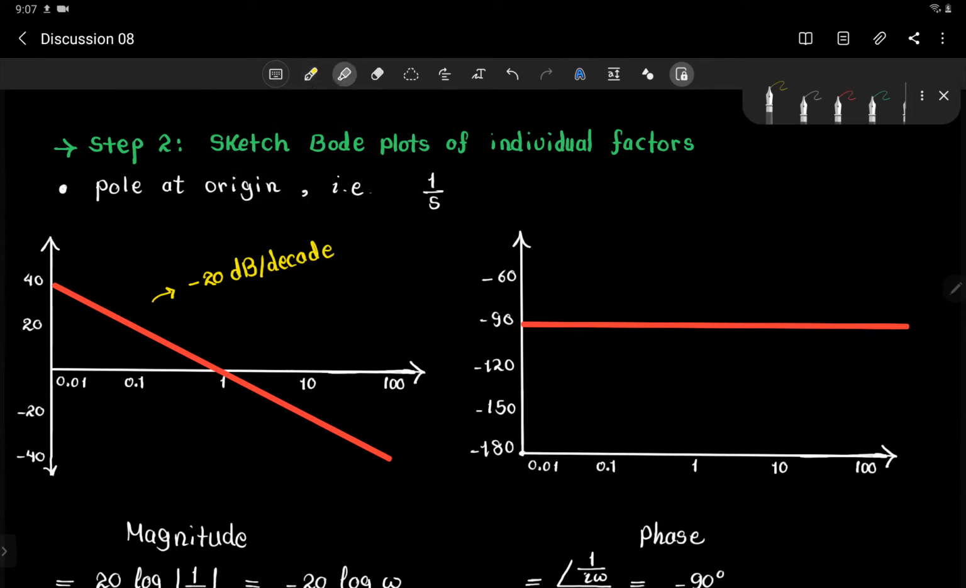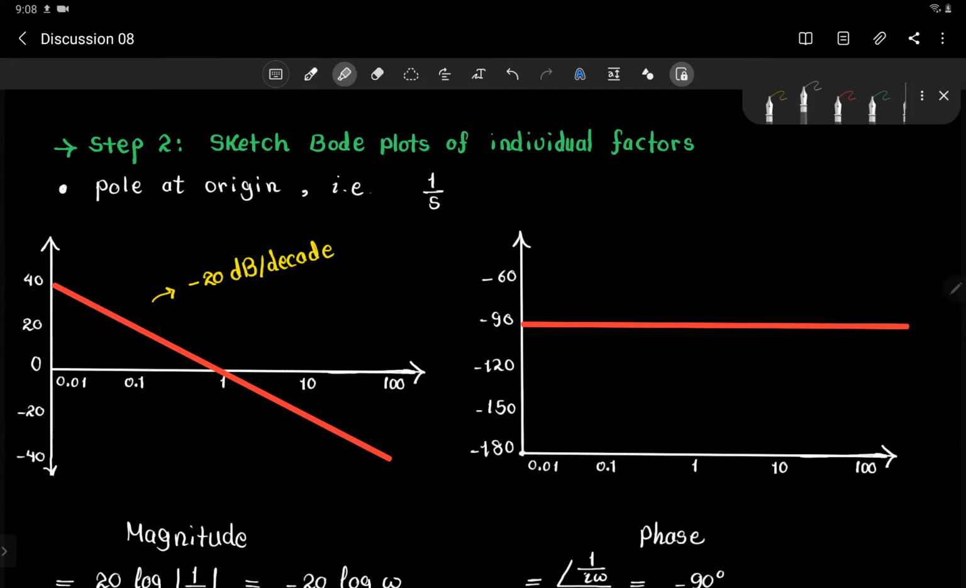Okay, and it passes through the point 1 on the horizontal axis, because if you put 1 over i omega and then you put omega equal to 1, you get 1 over i, which has a magnitude of 1. So when you take the logarithm of that, you get 0. So it passes through the horizontal axis at the frequency equal to 1.